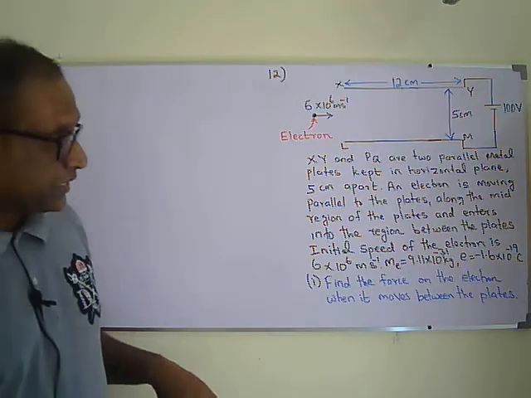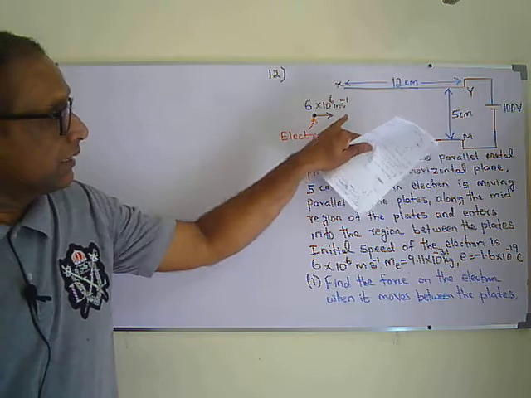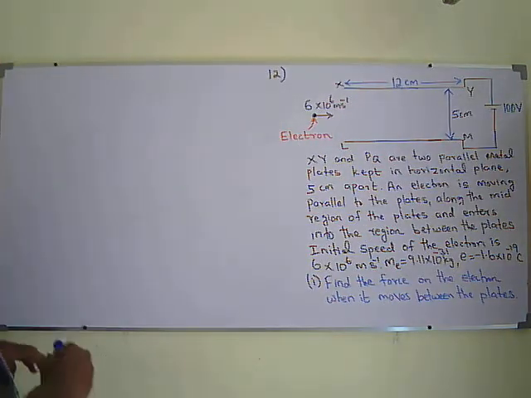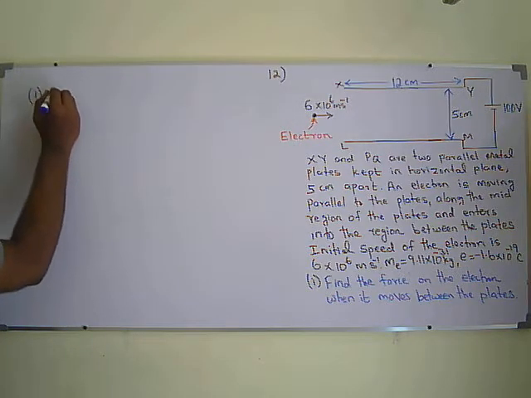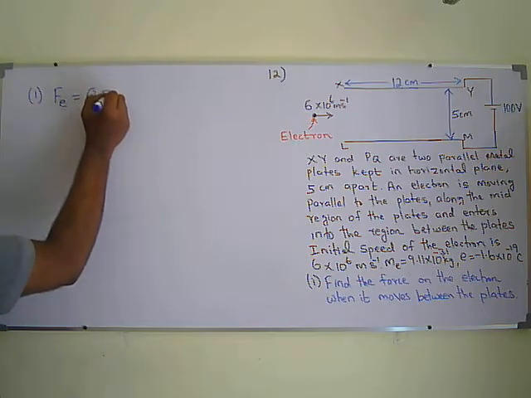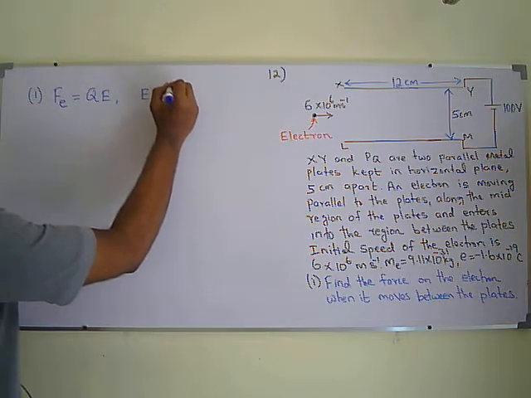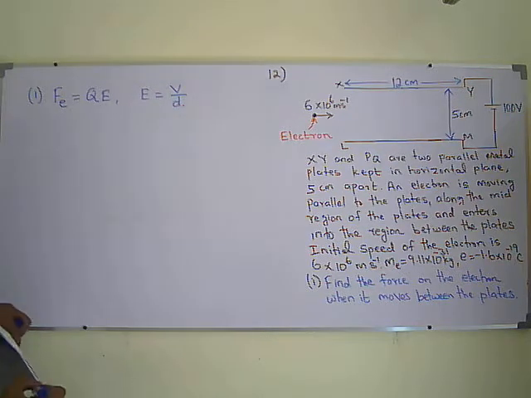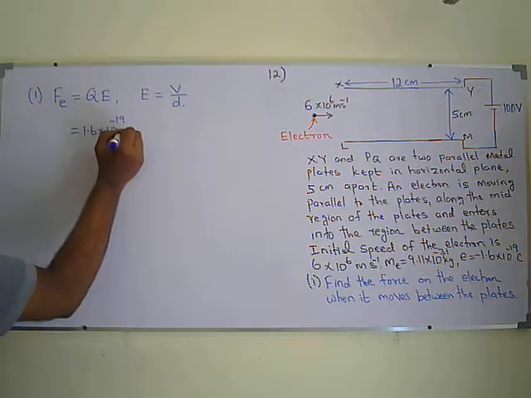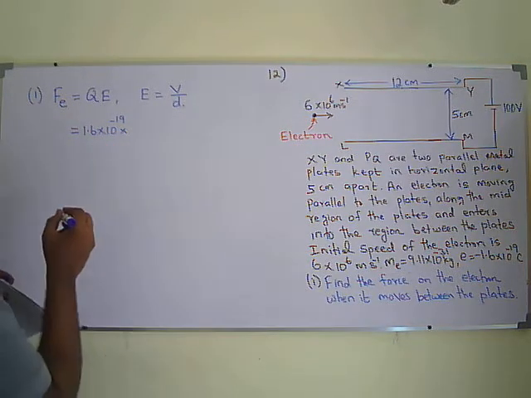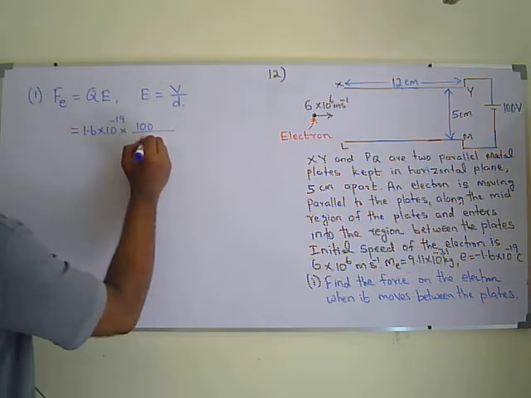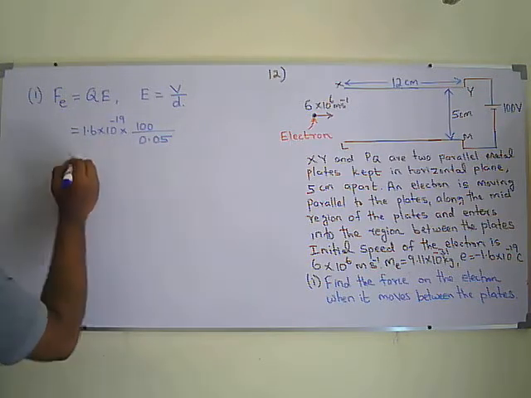Since we know the charge of the electron is negative, it will certainly move in the upward direction. The force will be in the upward direction. For the first part, the force is the electrostatic force, which is QE, and E equals V over D. The charge is 1.6 × 10^-19 C, the potential difference is 100 volts, and the distance is 5 centimeters, 0.05 meters.